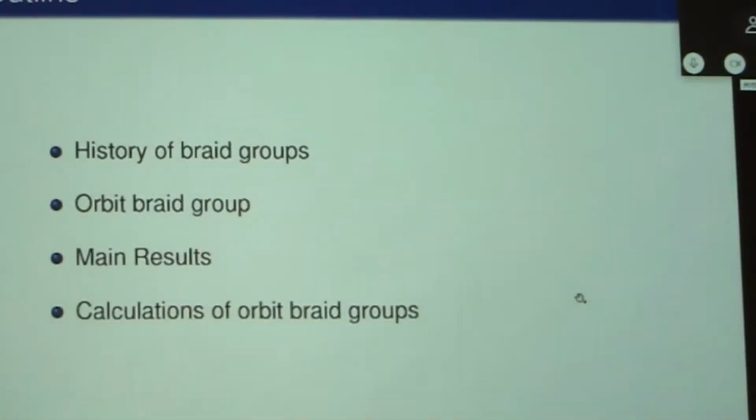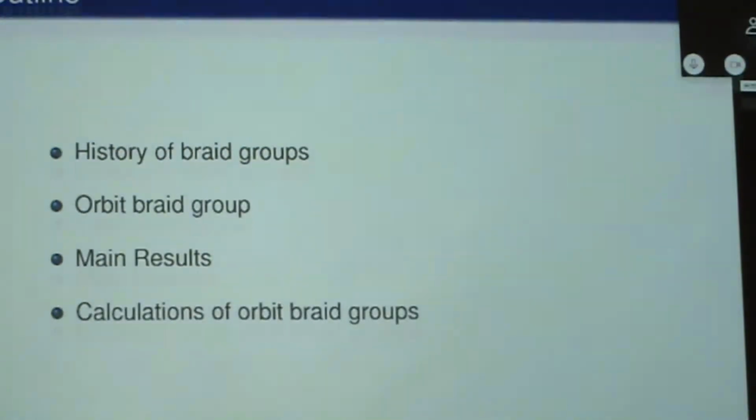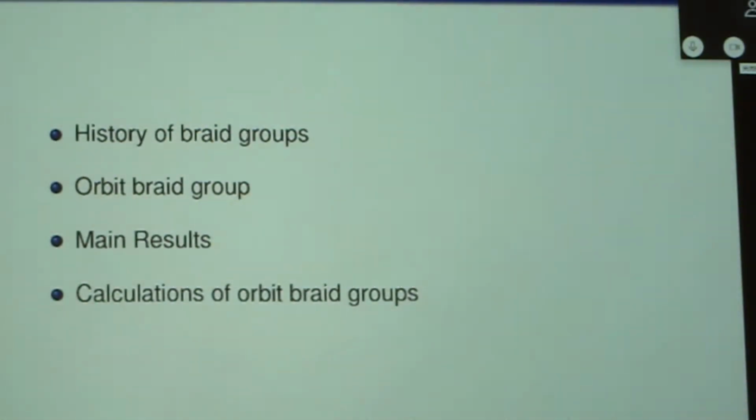Here is the outline of my talk. First, I would like to talk about the history of the braid groups, and then I will introduce how to define the orbit braid and get the orbit braid group. Next, I will talk about the main results. Finally, I will give some examples and show you how to calculate the orbit braid group.